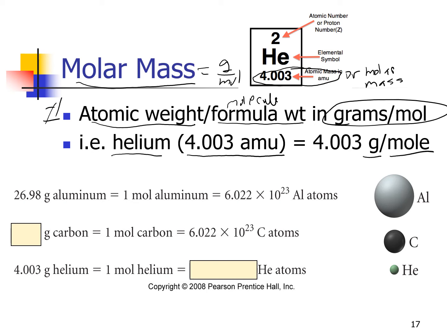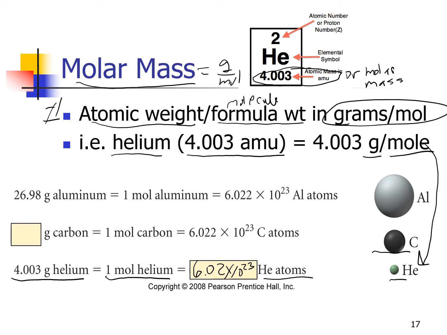So if we look down here for helium, here's us showing the size of the atoms. Helium is one of our smaller atoms. We could fill in the chart that 1 mole of helium weighs 4.003 grams. We could also determine the number of atoms based on Avogadro's number. We know it's 6.02 times 10 to the 23rd.